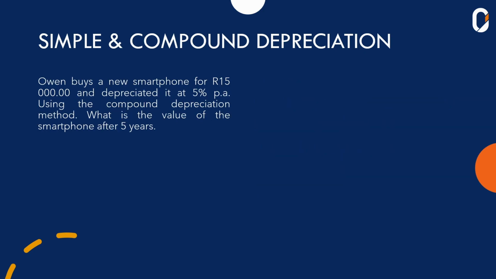Now, let's move on to compound depreciation. Owen buys a new smartphone for 15,000 rands and depreciates it at 5% per annum using the compound depreciation method. What is the value of the smartphone after 7 years? Again, we start by writing down our given information. Principal or initial amount is 15,000. Interest rate is 5 over 100, 5%, which is equal to 0.05. And the number of years is 5.